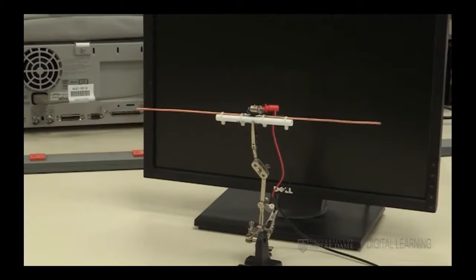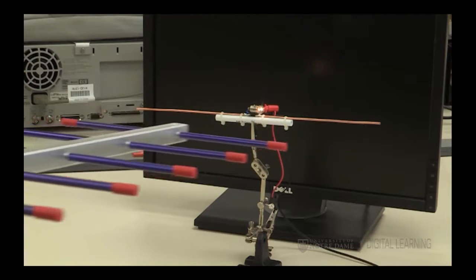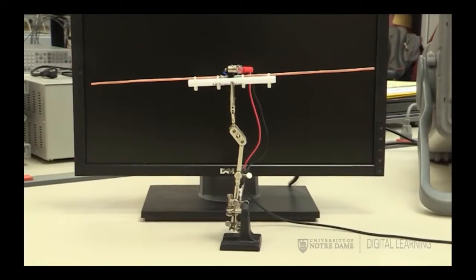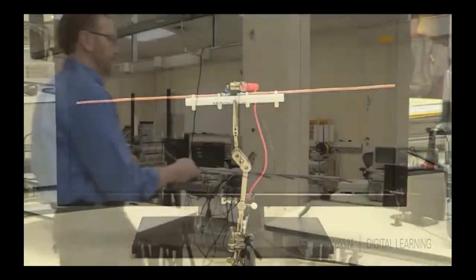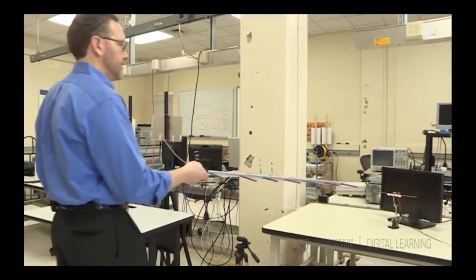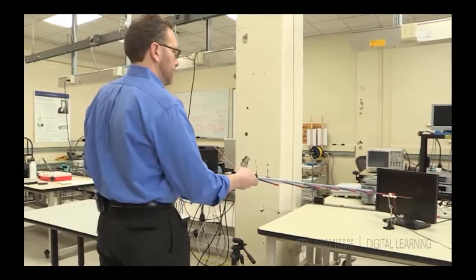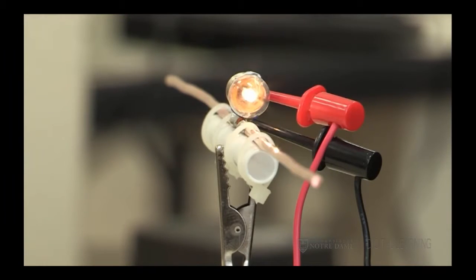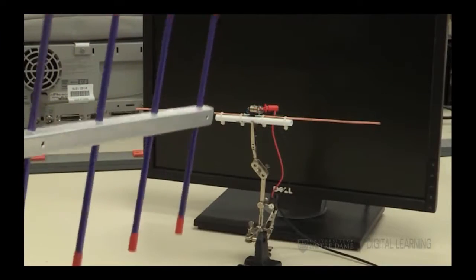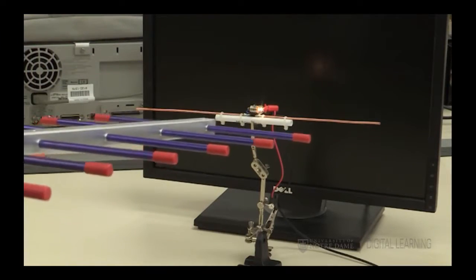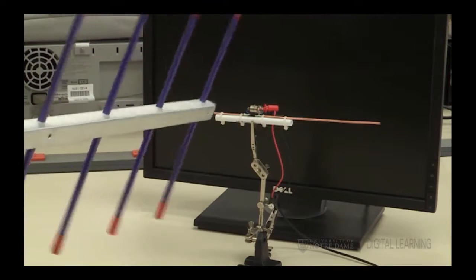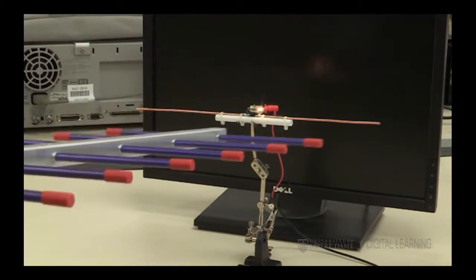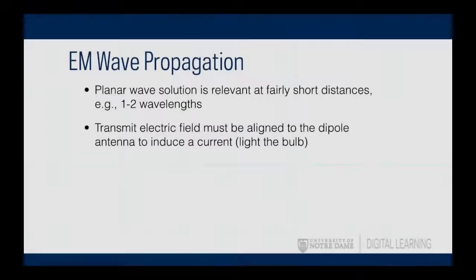When we power the transmitter and align the receive antenna to its induced E field, we see that indeed the light bulb turns on. We can use this simple hardware setup to demonstrate a few important aspects of EM wave propagation. First, the planar wave solution is relevant at fairly short distances. When the antennas are in alignment, the bulb lights up. However, when we rotate the transmit antenna 90 degrees, the light bulb does not light up. This is because the transmit E field is moving perpendicular to the receive antenna and cannot induce a current.